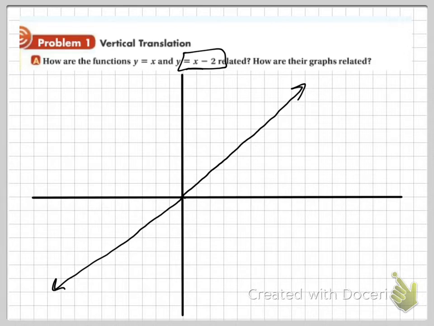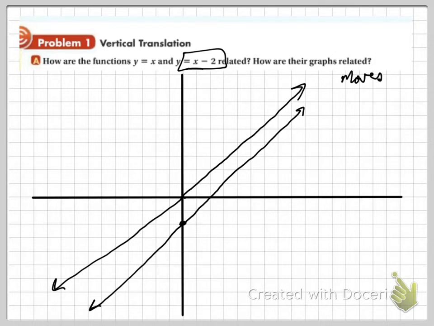So since it's here at 0, 0, let's go down a little bit to here at 0, negative 2. That's going to be my y-intercept now of that y equals x minus 2, and the slope's going to be the same. So it should look parallel if I could draw a straight line, which I can't. That's terrible, but it should be parallel to that line anyway. So it moves it down. So how are graphs related? Moves down 2.